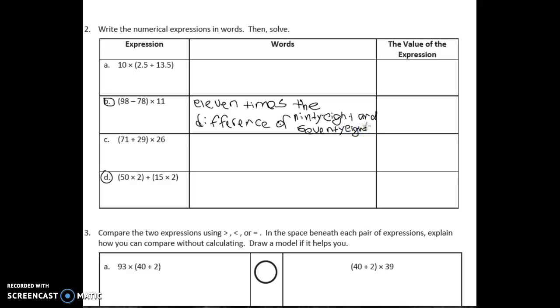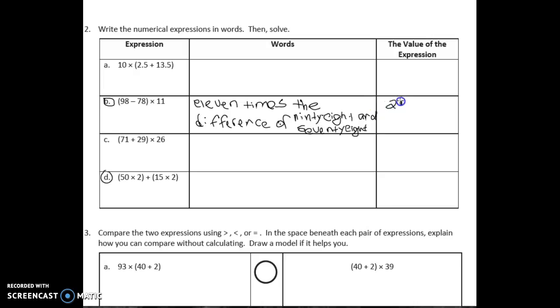And now I know the difference between 78 and 98. Pretty easy, because I know if I add 10 to 78, I get 88. 10 more gets me to 98. And so then what I'm looking at here to find the value of that expression, and I'm going to write it here just to kind of show you.